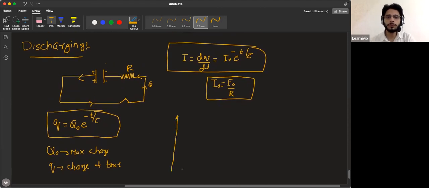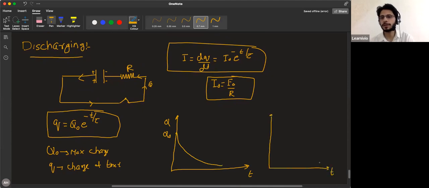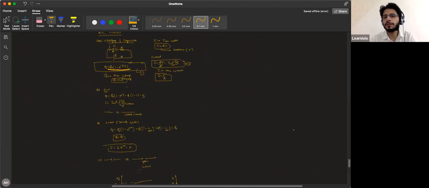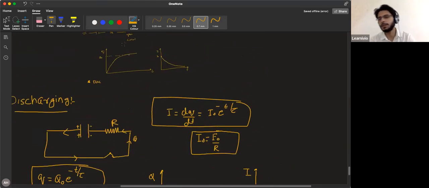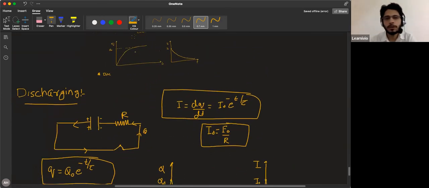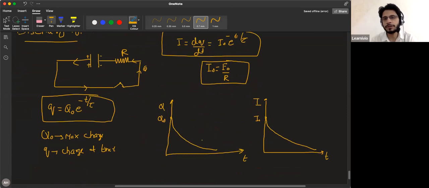If you want to plot its charge versus time graph, initially your charge is maximum, then it starts decaying. If you want to plot the same graph for current, this is time and this is current. Initially your current is maximum and it also starts decaying with time. Current always decreases whether it's charging or discharging, but in charging your charge increases, then it settles to a maximum value, and in discharging the charge keeps on decreasing.